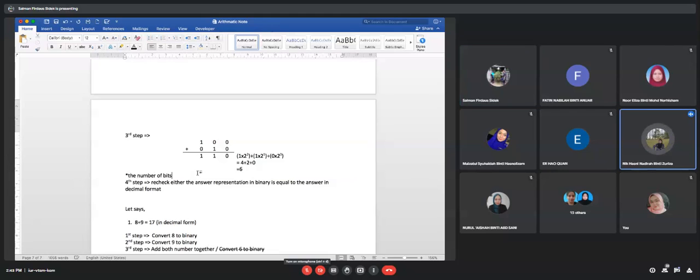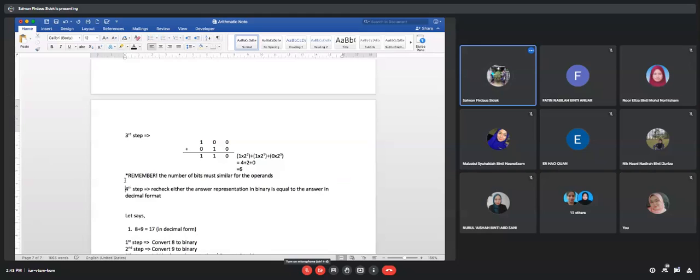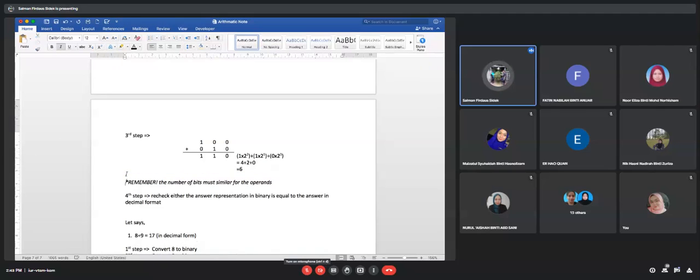Dia macam kena selaras, Aisa. Ya. Betul. Remember. Dah letak note dekat sini, so make sure. I just hope that you do not forget about this. Okay.